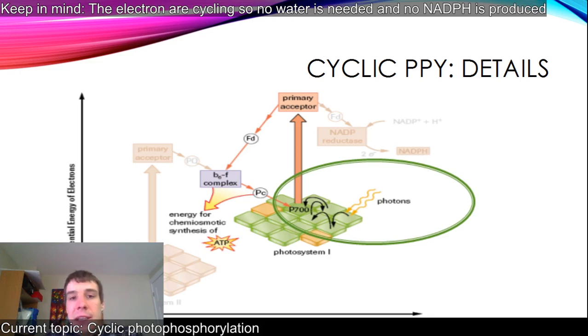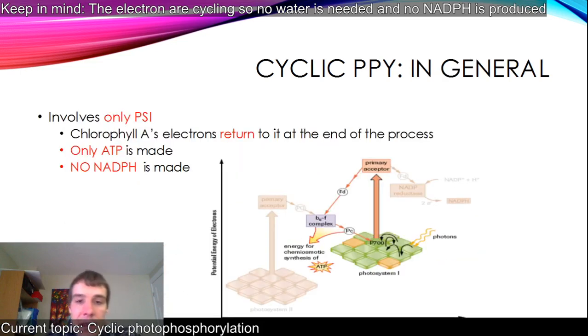More advanced plants, stuff like grass and flowers and trees, have both of these systems built in, both the cyclic and the acyclic. Simpler stuff like blue-green algae just use the cyclic photophosphorylation and make the ATP, and just use the ATP. They're not really making the sugar using photosystem 1. And only ATP is made, no NADPH is made.